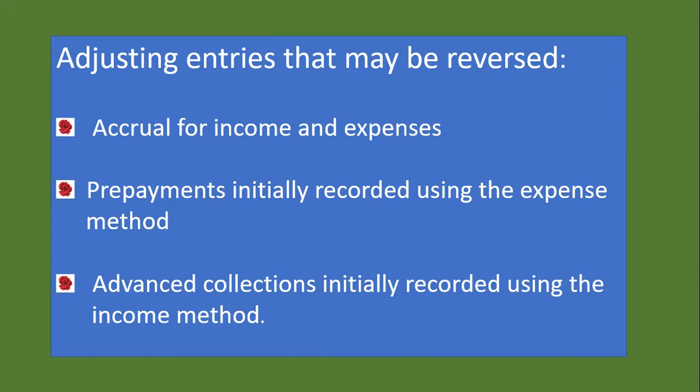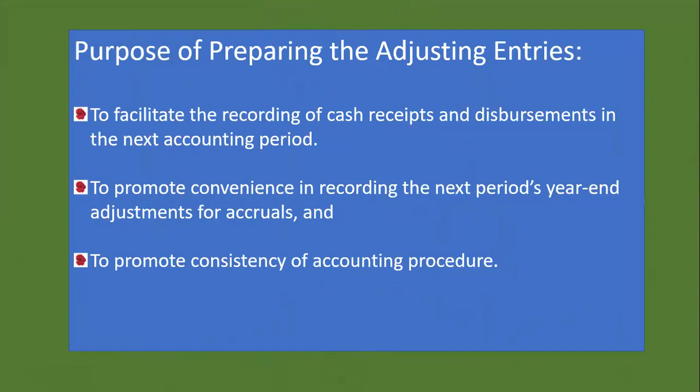So actually you have accrued income, accrued expense, prepayments with the expense method, and advance collection or pre-collection with the income method. So we have 4. Now the purpose of preparing the reversing entries, I'm sorry, it's not adjusting, reversing. Purpose of preparing the reversing entries: One, to facilitate the recording of cash receipts and disbursements in the next accounting period. Two, promote convenience in recording the next period's entries and adjustments for accruals. And three, to promote consistency of accounting procedure.